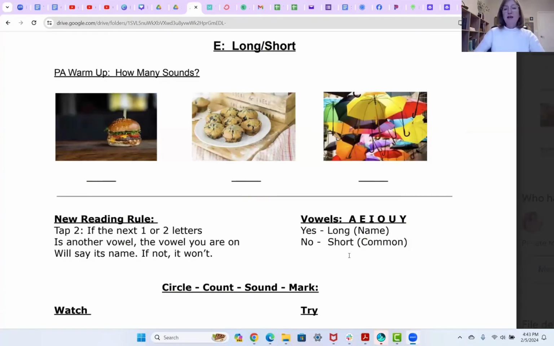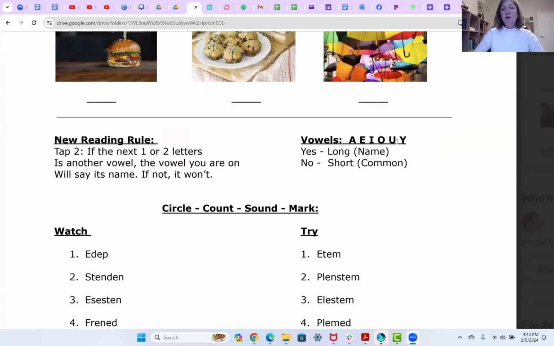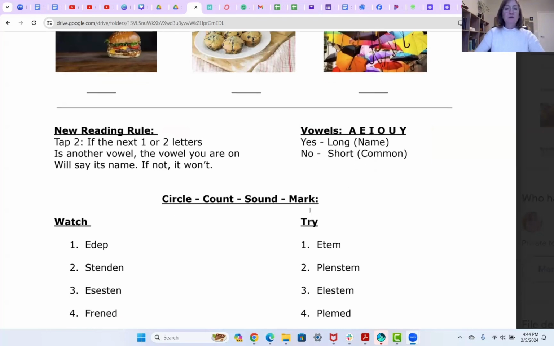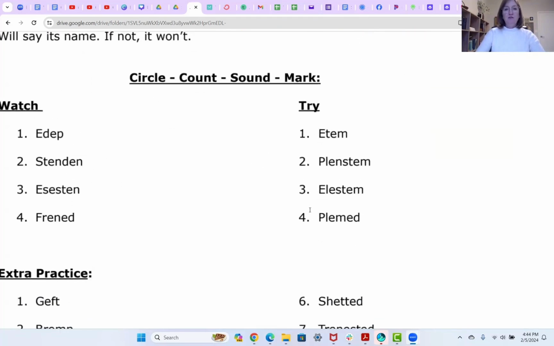So let's practice that. Here are your vowels up here, A, E, I, O, U, and Y when it's not the first letter. If there is a vowel 1 or 2 doors down, then the vowel that you're on is going to say its long sound or its name. If not, if there's not a vowel 1 or 2 doors down, it's going to say its short or its common sound. All right, I'll do this first one with you.